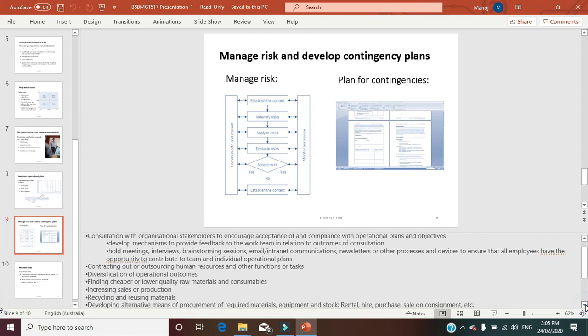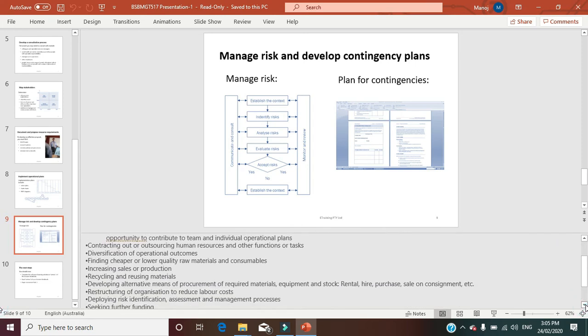That's the main part. If you're in business, you always need to make sure that the plan is working well, and also that the revenues, production and sales are always increasing day by day. Recycling and reusing materials, developing alternative means of procurement of required materials, equipment and stocks, rental, hire, purchase, sales on consignment, etc.